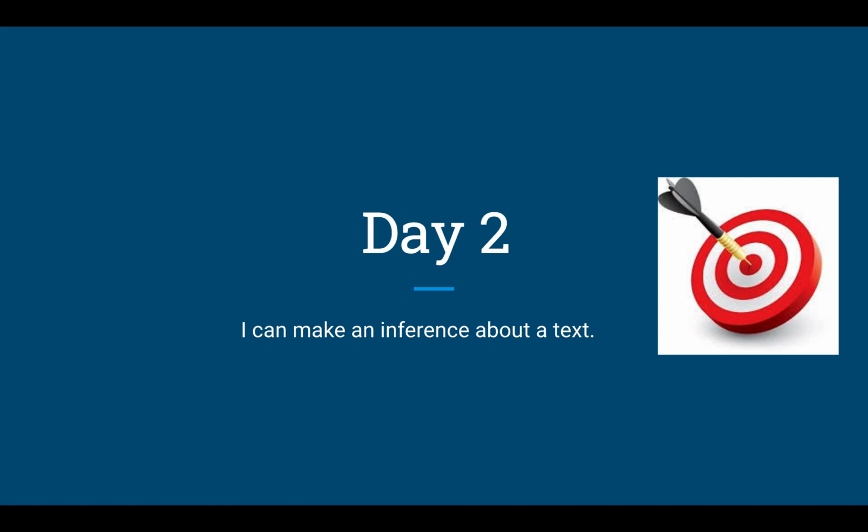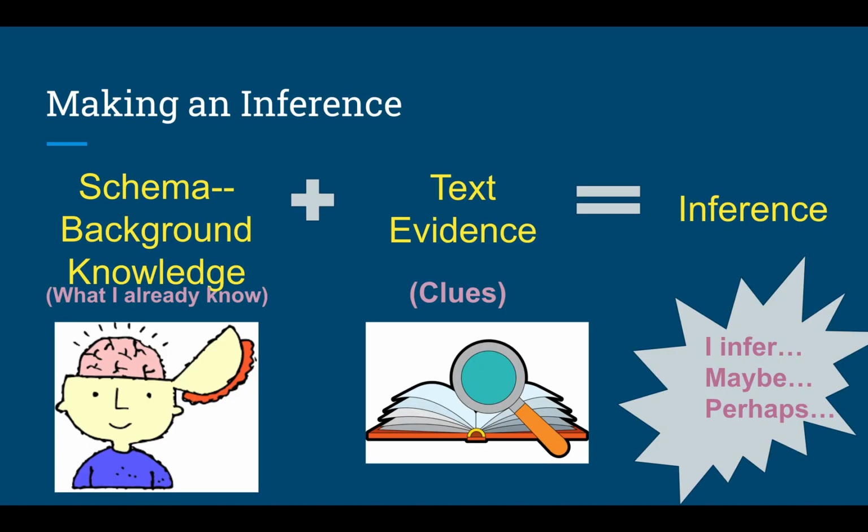But I can also visualize by imagining what people are feeling or places are like based on what the characters think, say, and do. I'm going to show you how to do this today. So our goal today is that we can make some inferences about a text that we read. When we make an inference, we want to use our background knowledge, what we already know. There's a fancy word for that, and it's called our schema. Then we're going to take the evidence from the story, which are the clues, and make an inference based on what's in the story and what our background knowledge is. So that's how we make an inference.